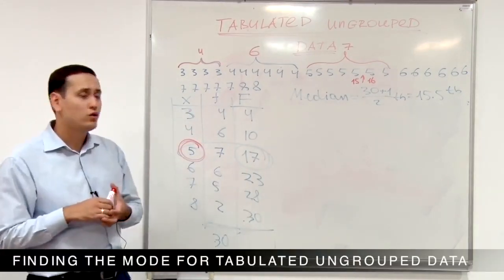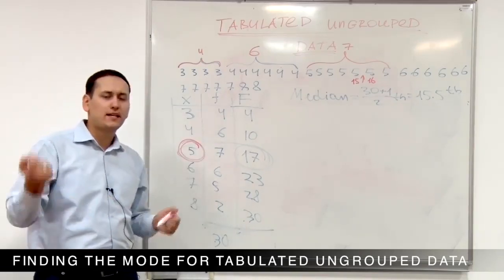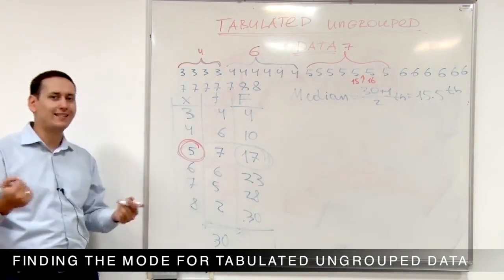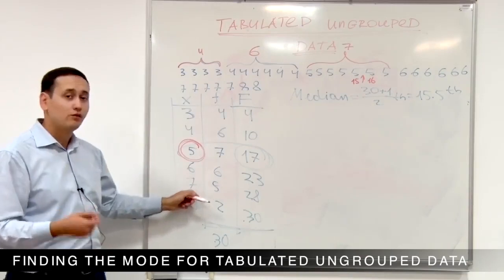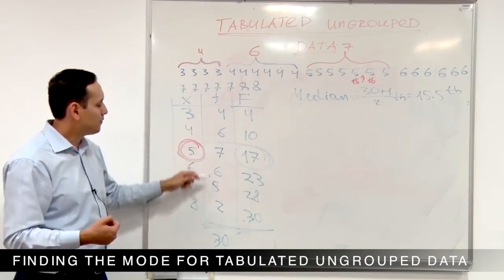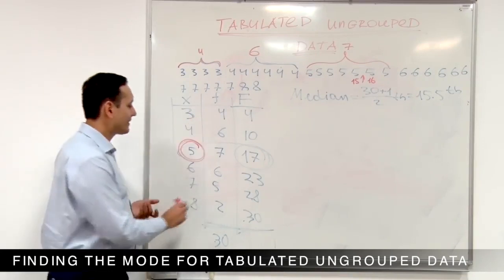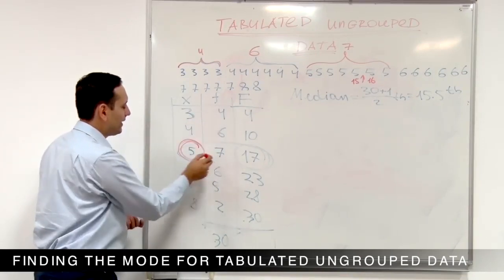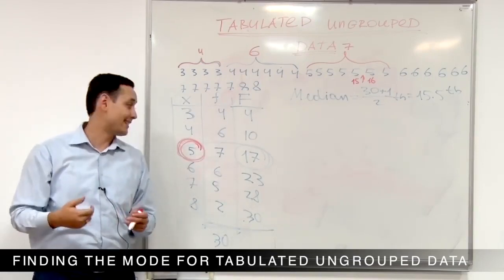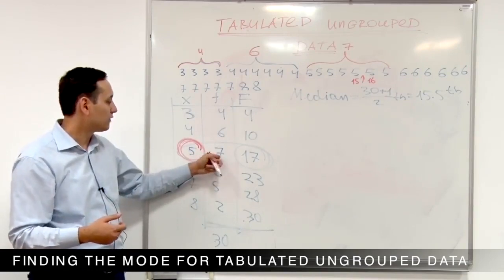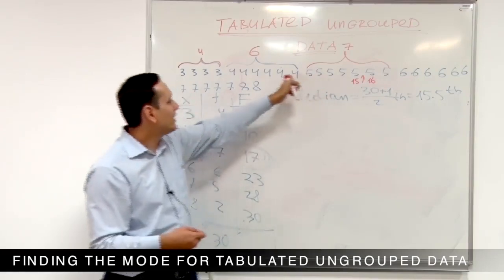To find the mode, we look at frequency. Why? Because mode is the most frequent number. So what is the most frequent number? You look at the highest frequency, and looking at this row, you find that 7 is the largest number. And again, 5 is the mode of this data set, because 5 is the most frequent, which means there are more 5s than any other number.